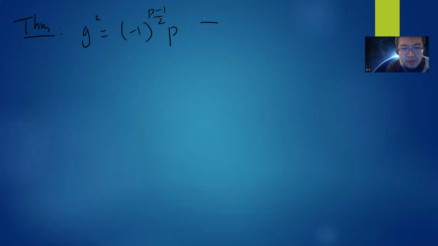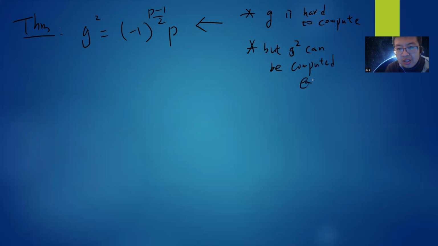Okay, so I'm making the remark that G is hard to compute. I will talk about it in a future video, but it's tedious. But G squared can be computed easily. Okay, so let's do this calculation, and hopefully it's not difficult for you. Let's see.